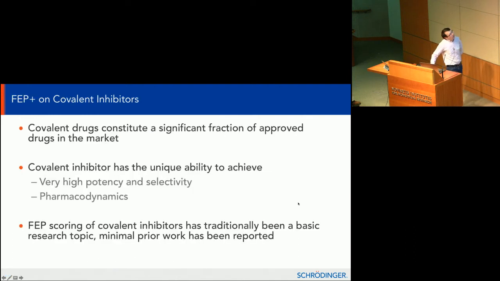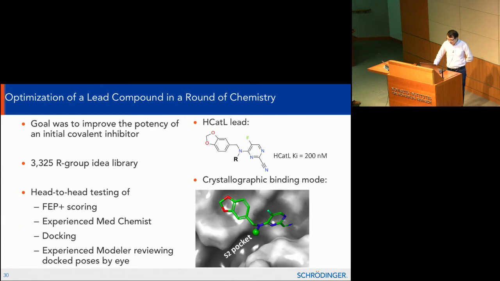Okay, about covalent inhibitors. Covalent inhibitors constitute a significant fraction of approved drugs in the market. And due to their unique ability to achieve very high potency, selectivity, and good pharmacodynamic properties, covalent inhibitors are emerging as a very important drug class for certain disease areas. And the development of covalent ligand FEP was motivated by a research collaboration with Roche.